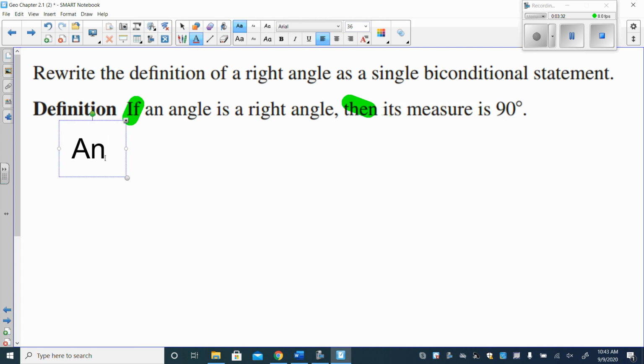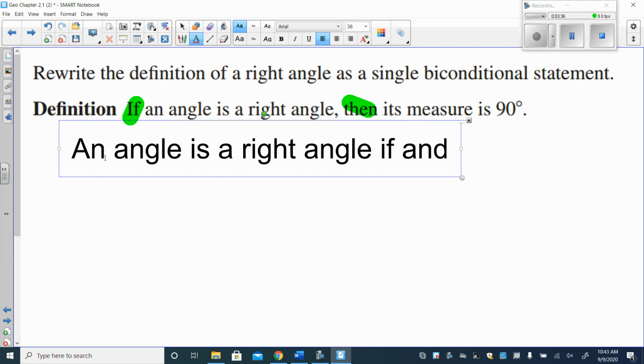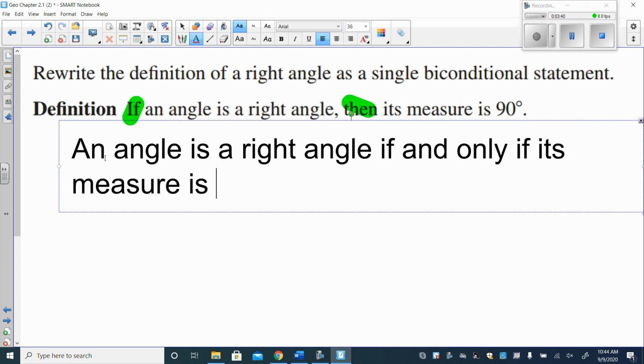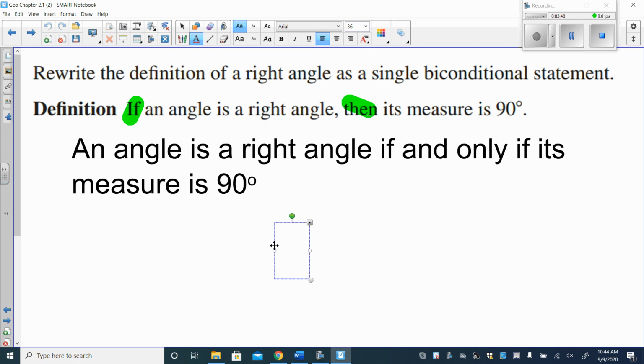We don't need this if and we don't need this then because we can rewrite this as a biconditional statement. And we can say an angle is a right angle if and only if its measure is 90 degrees. And that's it. That's all we have to do for this here. We just change it from if-then to if and only if because both statements work.